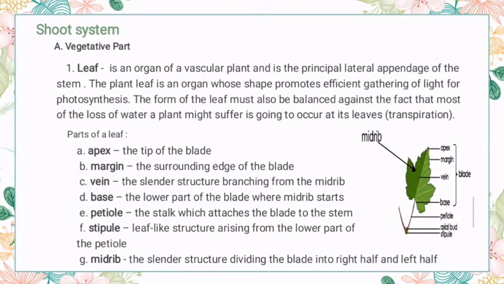The vegetative part, number 1, leaf. A leaf is an organ of a vascular plant and is the principal lateral appendage of the stem. The plant leaf is an organ whose shape promotes efficient gathering of light for photosynthesis. The form of the leaf must also be balanced against the fact that most of the loss of water a plant might suffer is going to occur at its leaves.